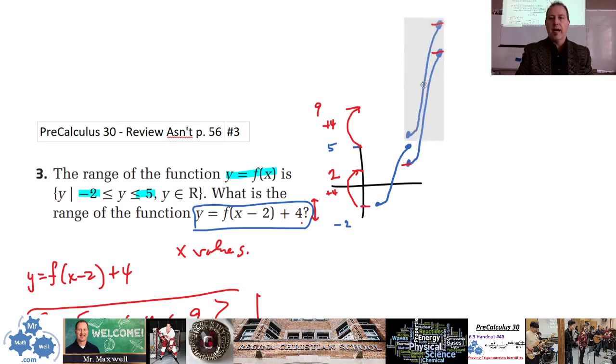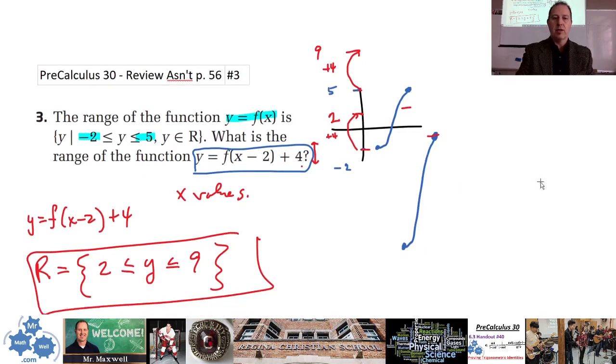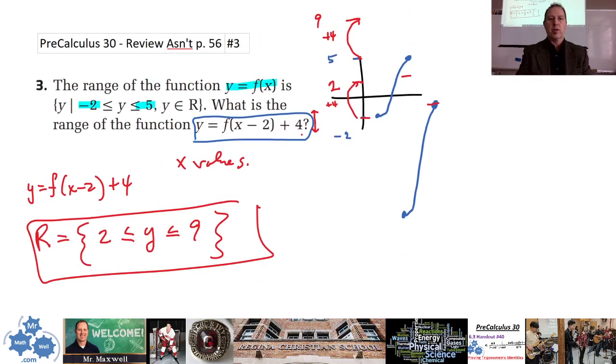And then moving up or down affects the range as well, see? So if a was 2 and k was -6 or something, this is what the graph would look like. And so you'd have to take into account the a value and the k value in affecting the range. Okay, so there's question number 3. Hope that helps.